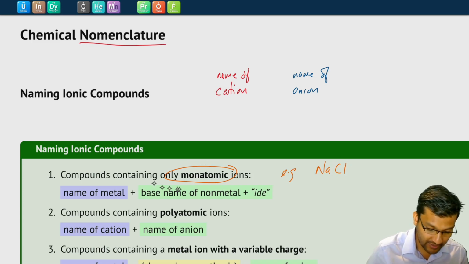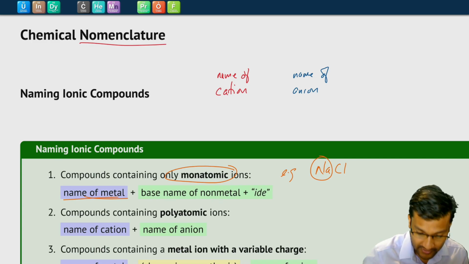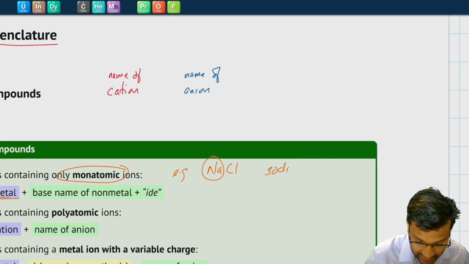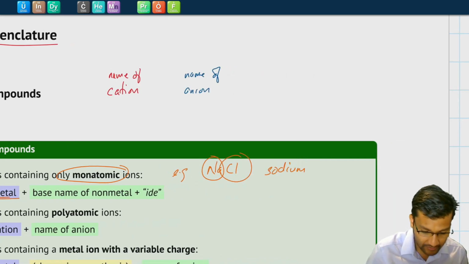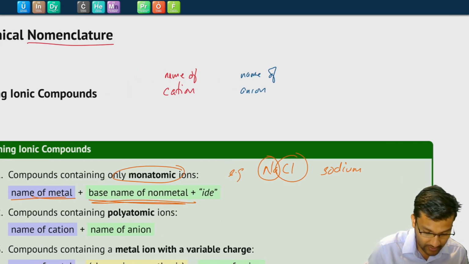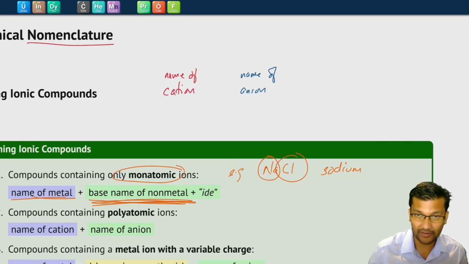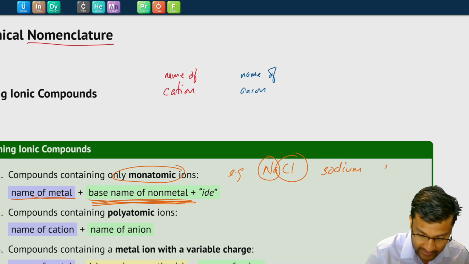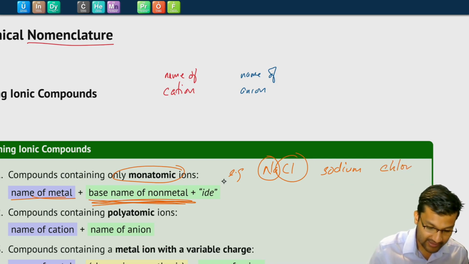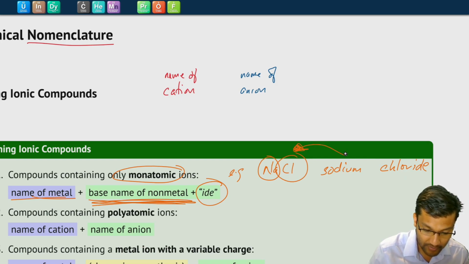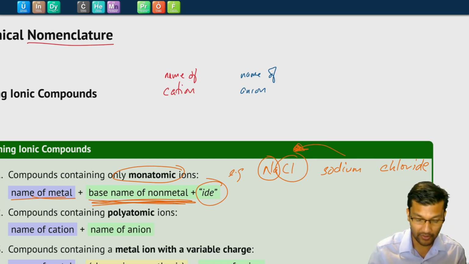For naming these, the cation name is just the name of the metal. In this case, sodium. And then for the anion part, you take the base name of the nonmetal. Chlorine, the base name will be chlor, C-H-L-O-R. And instead of the ending, you replace it with ide, I-D-E. So it'll be chlor-ide. So the name of this ionic compound will be sodium chloride. I bet you all knew that before.